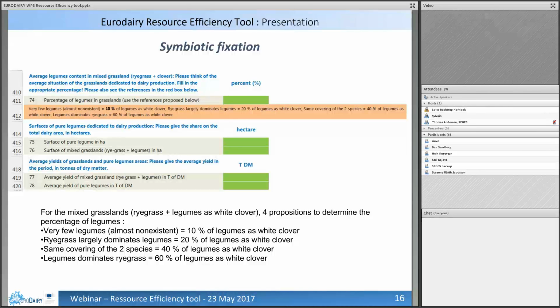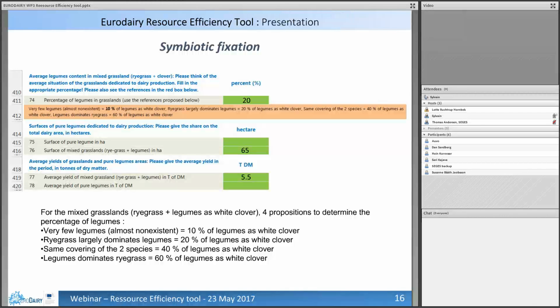And at least we need to know the average yields of grasslands and pure legume areas. So you have to give the total, the tons of dry matter, the production of each grassland, pure legumes or mixed grasslands, in tons of dry matter. It's the average yield on the farm.